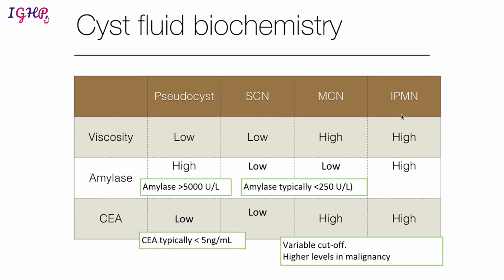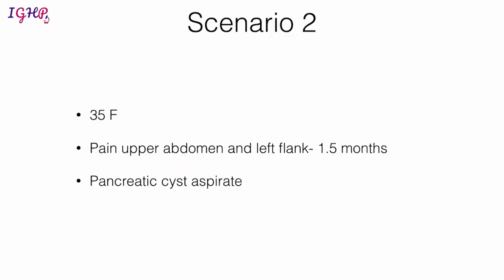Now, if you are dealing with an atypical IPMN, the amylase is going to be very high in addition to CEA, and amylase is also high in pseudocyst because it is resulting from the degeneration of the acini, but the CEA is going to be low in pseudocyst. So these are important biochemistries that will tell you what type of cyst you are dealing with. In the serous cystic neoplasm, amylase and CEA both are going to be low.